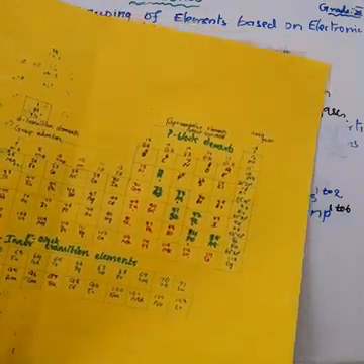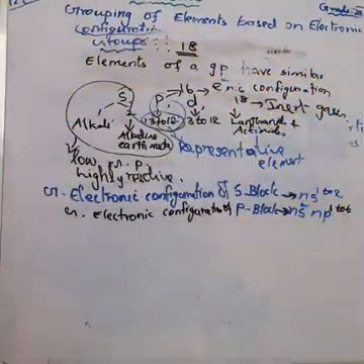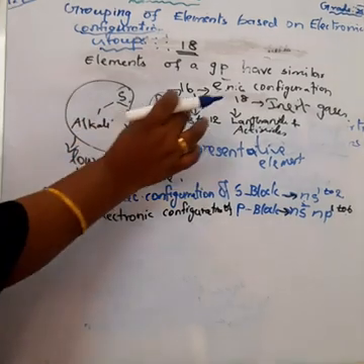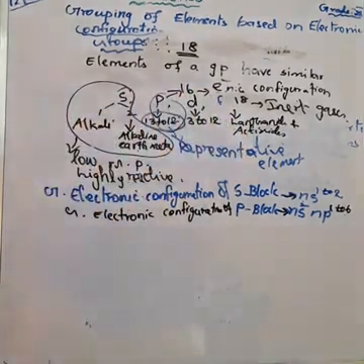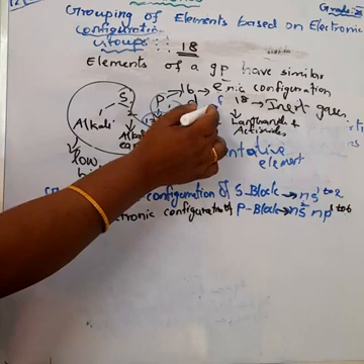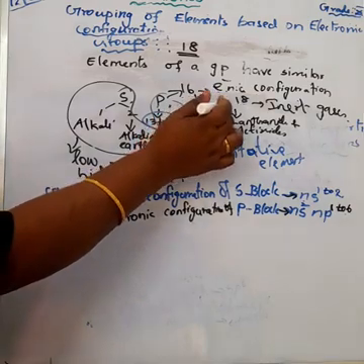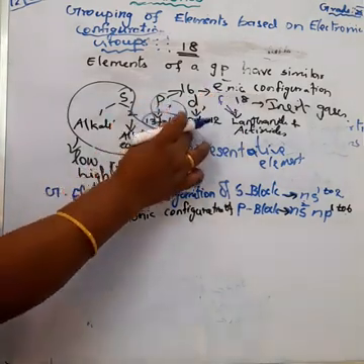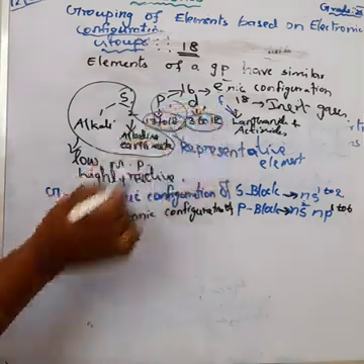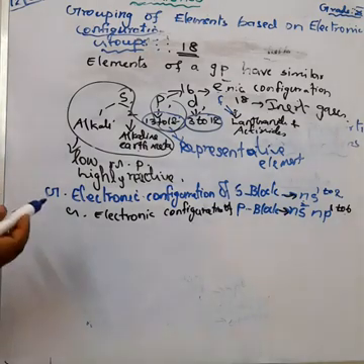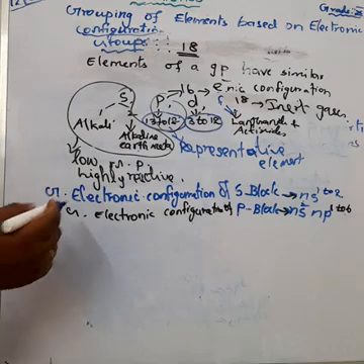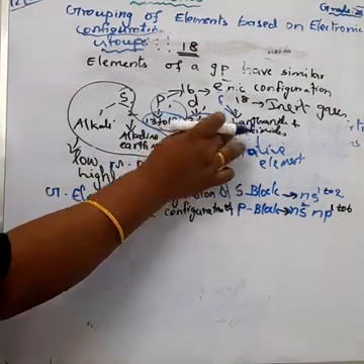Understood? And what about the D block elements? The elements of group 3 to 12 are called the D block elements. Another name is the transition elements. Group 3 to group 12 elements we call the transition elements.